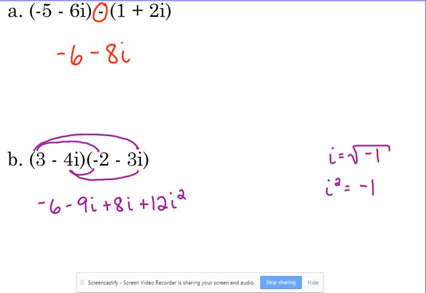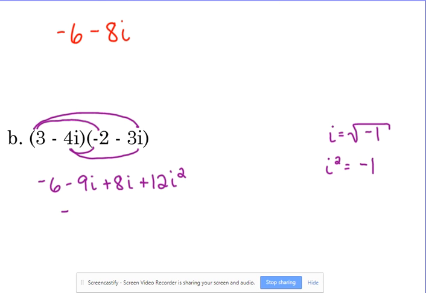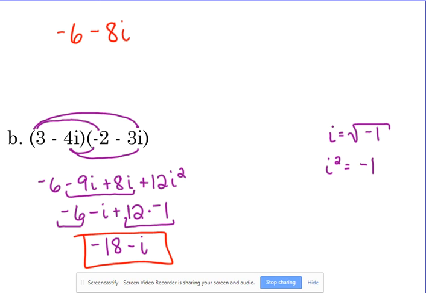So we're going to replace i squared over here with -1. So we've got -6. I'm going to go ahead and put the -9i and the 8i together, so we've just got -1i plus 12 times, I replace i squared with -1. So then I have something else that I can combine. I've got -6 plus -12. So that ends up giving me -18 minus i.